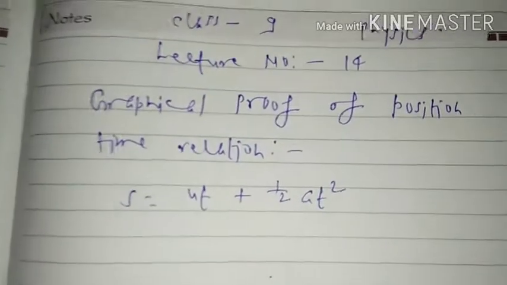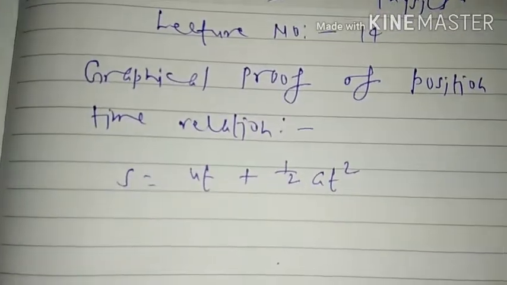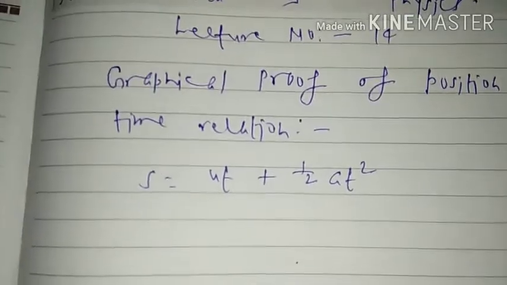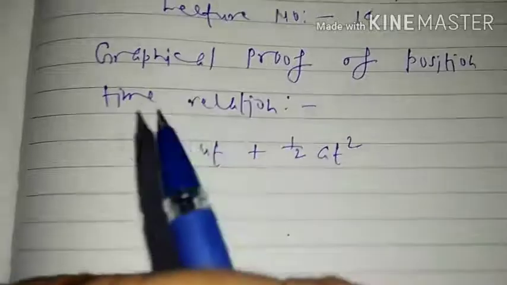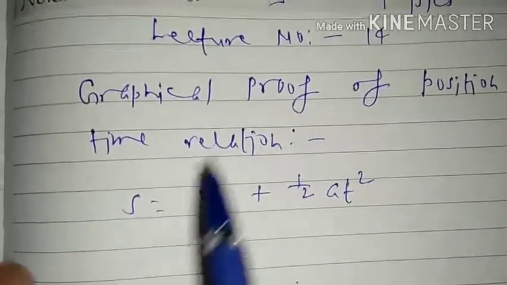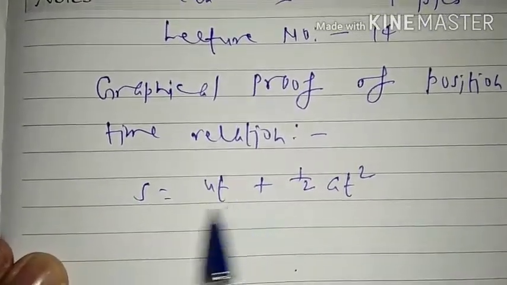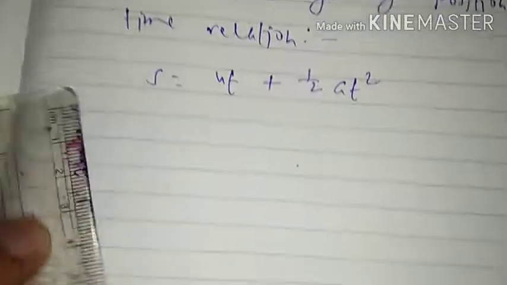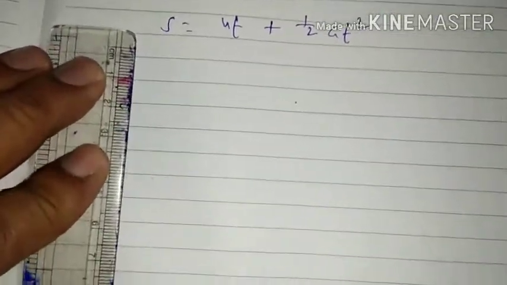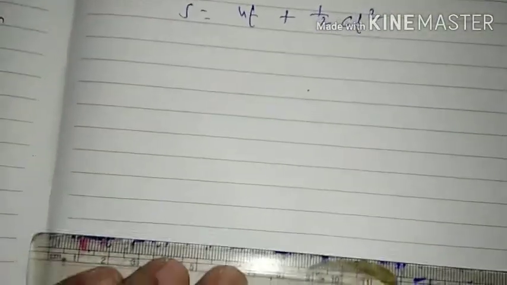Hello students, in my last lecture I had given you graphical proof of velocity time relation. Today we shall see graphical proof of position time relation, that is S is equal to ut plus half at square. Once again we shall take help of the same velocity time graph.